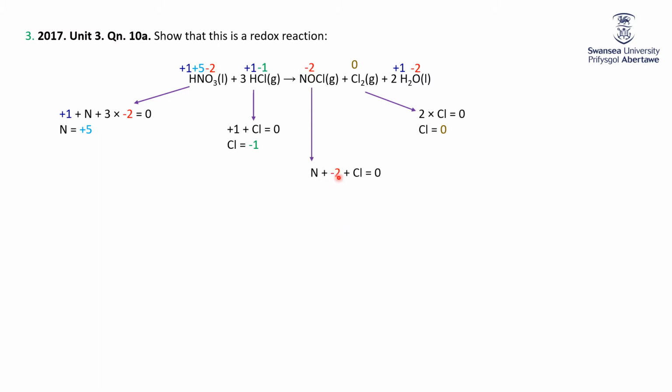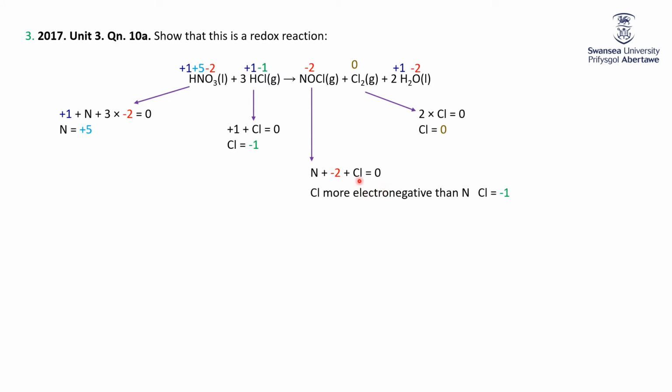So the nitrogen, -2, plus the chlorine is 0. Oh no, what do we do here? Well, this is where we invoke rule 5. We say, well, we've got nitrogen, we've got chlorine. Chlorine is more electronegative than nitrogen, so that means that chlorine is going to be negative.